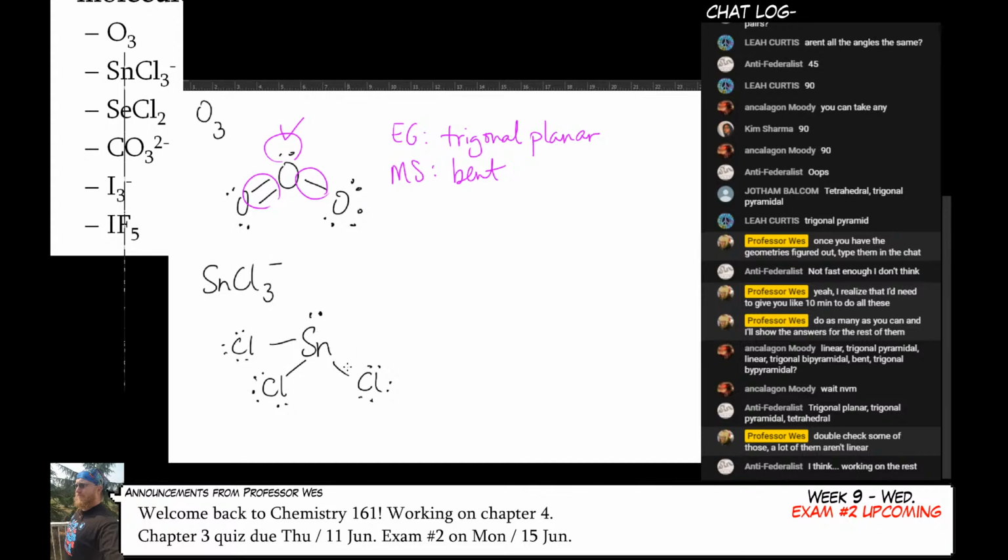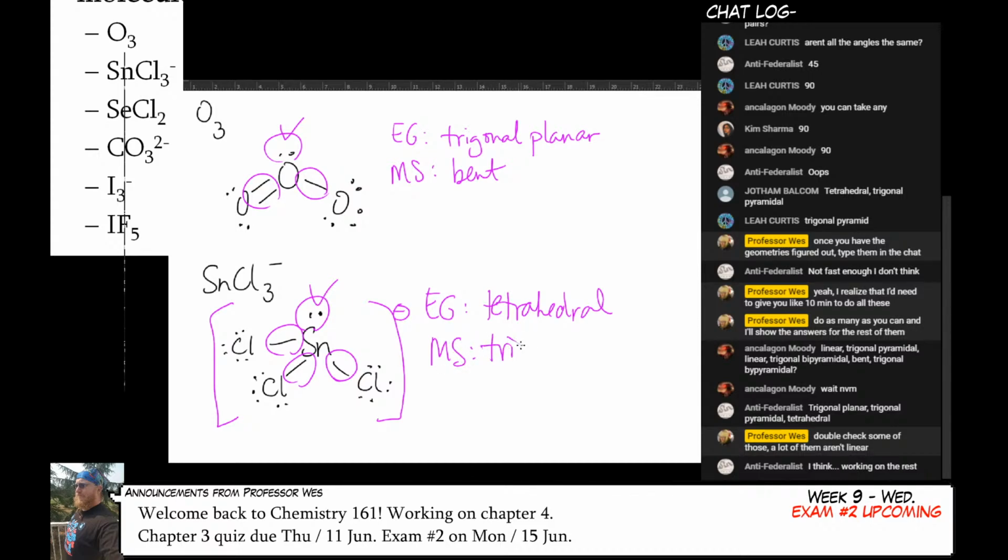All right, so I got SNCl3 here. There's a minus on this. I should do that. So there are 4 electron groups. 1, 2, 3, 4. So the electron geometry is going to be tetrahedral. Of those 4, 1 is an electron pair, so the molecular shape will be trigonal pyramidal.